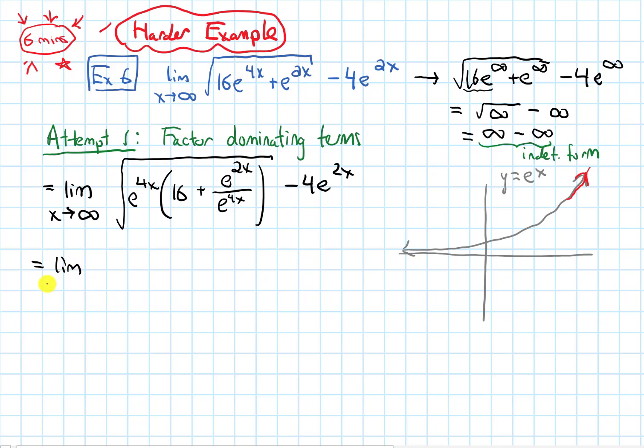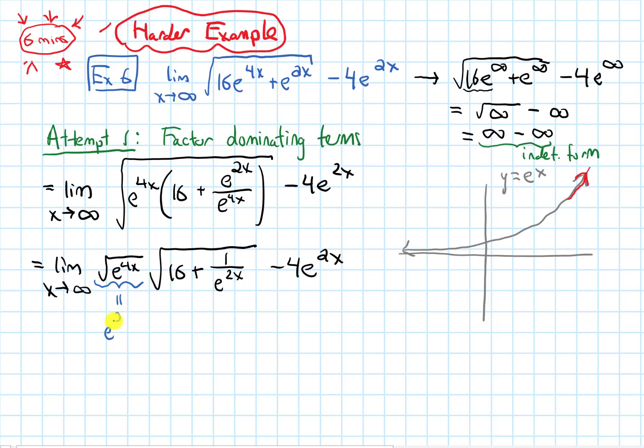Now we have the limit as x approaches infinity. Let's split this square root up into the square root of e^(4x) times the square root of 16 plus, and I can simplify e^(2x) over e^(4x). That becomes 1 over e^(2x) when I subtract those exponents, and then minus 4e^(2x). So I can simplify the square root of e^(4x). This is just e^(2x), because e^(2x) times itself is e^(4x).